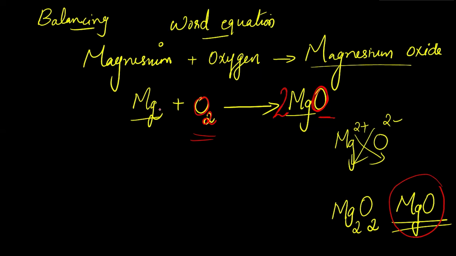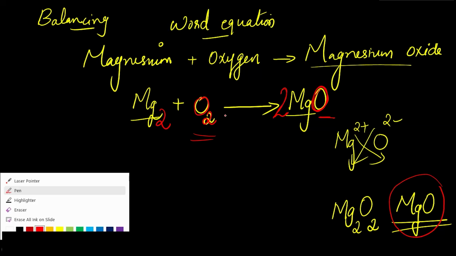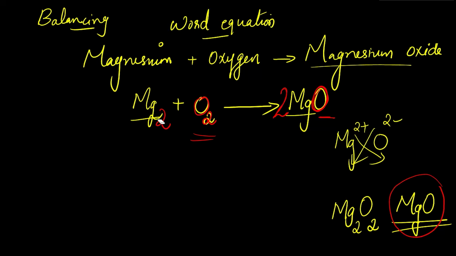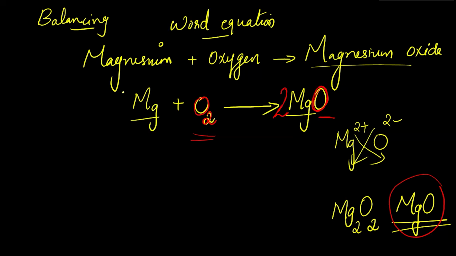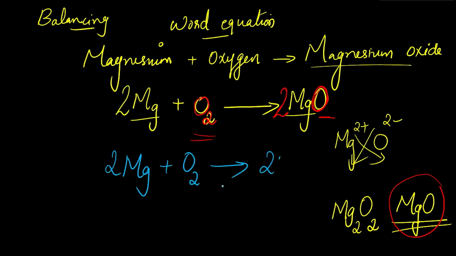Can you put a 2 here to make it 2? No, no. Because magnesium is not a diatomic like oxygen, right? So we cannot do that. And what you are going to do now? You have to put a 2 here. So you will be getting what? 2 Mg plus O2 gives 2 MgO as the balanced equation.